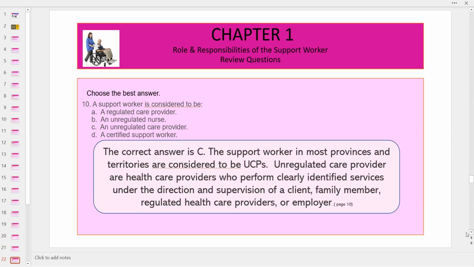The correct answer is C. The support worker in most provinces and territories is considered to be a UCP. Unregulated care providers are healthcare providers who perform clearly identified services under the direction and supervision of a client, family member, regulated healthcare provider, or employer.